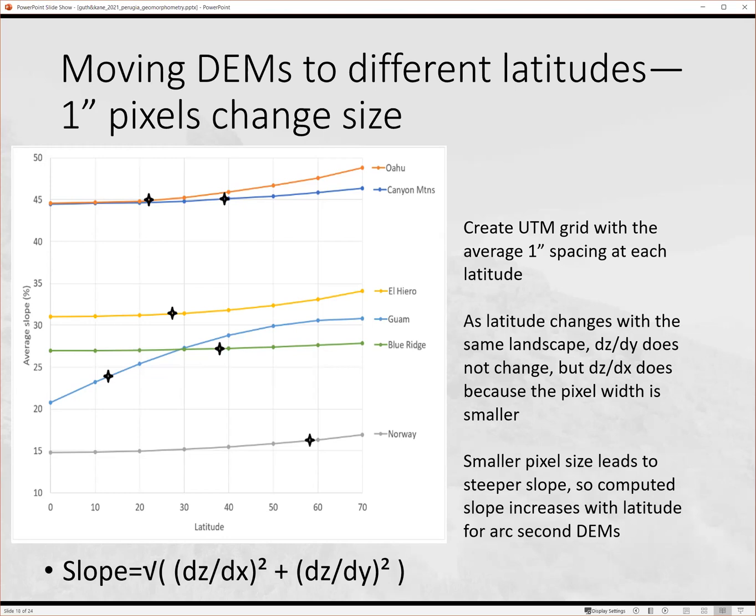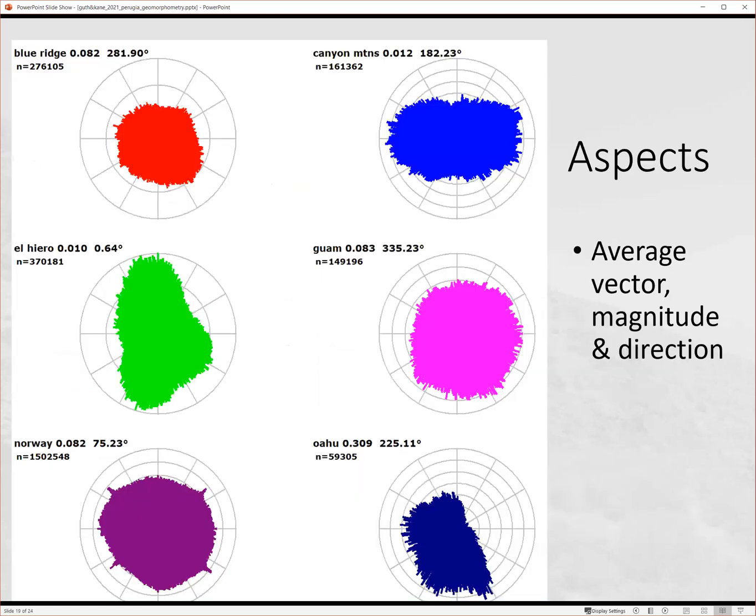But the one that really struck me is what's going on there at Guam. So we look at Guam where it really changes a lot. And the first thing we looked at was the aspects. These are aspects, and I've calculated the average vector, its magnitude and direction. Those are the little numbers next to the name. And Guam is very similar to everything else except Oahu. And Oahu is just because I picked one side of a big ridge.